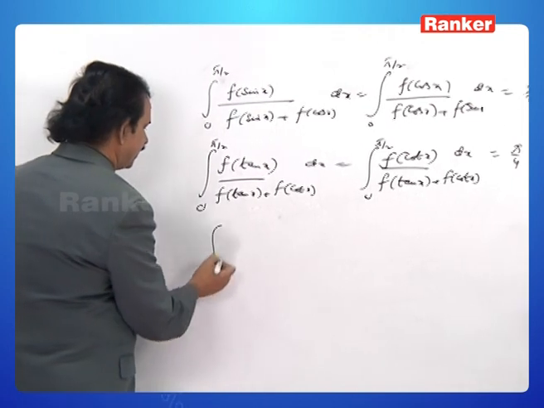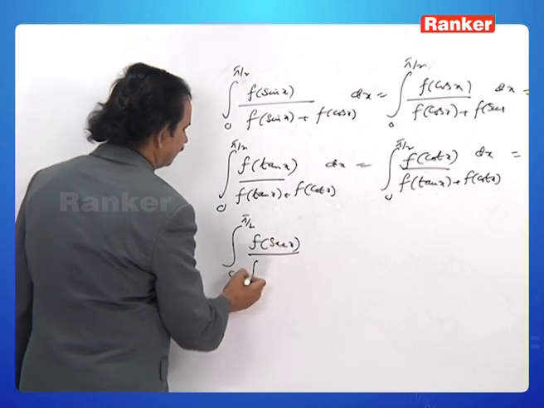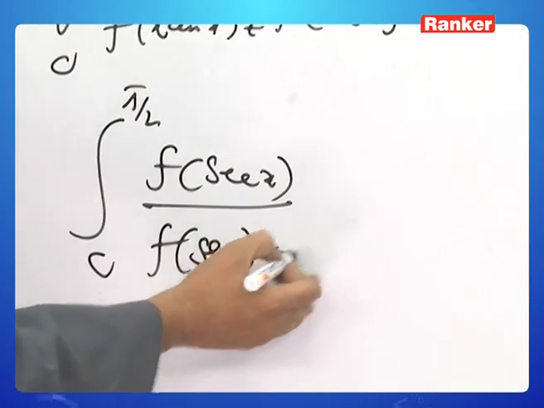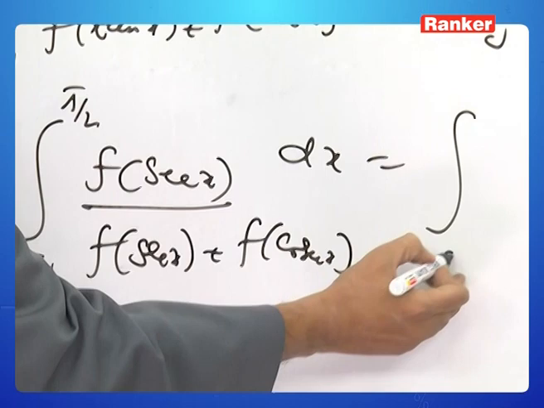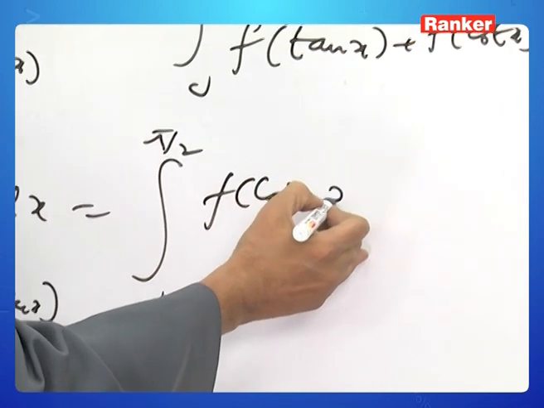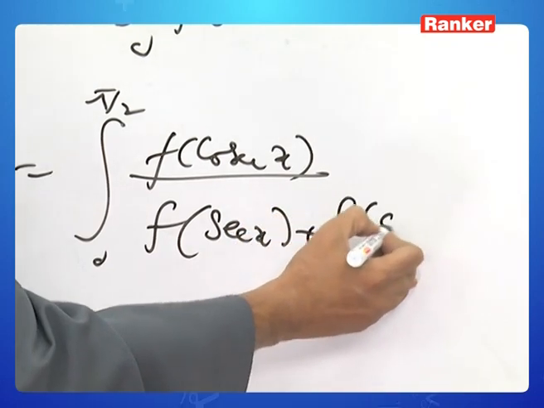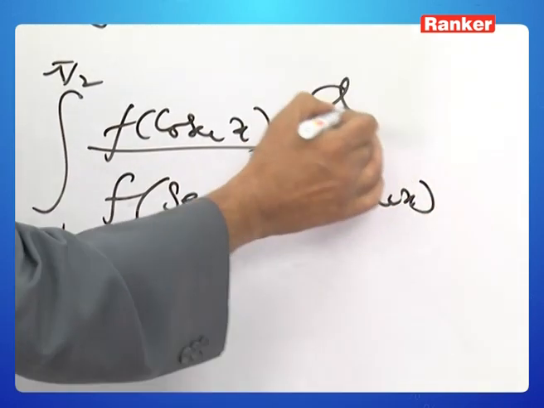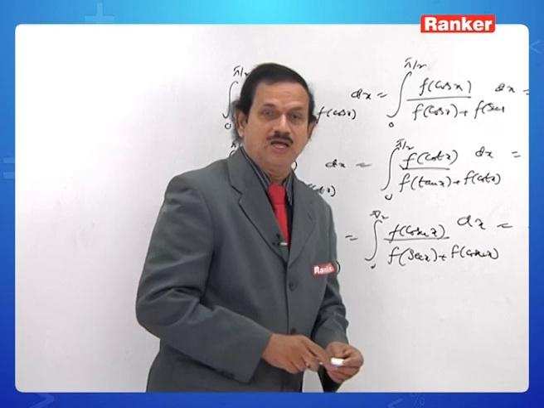Similarly, integral 0 to pi by 2 f of secant x by f of secant x plus f of cosecant x dx is equal to integral 0 to pi by 2 f of cosecant x by f of secant x plus f of cosecant x dx, which is again pi by 4. Like this, we can have standard results as many as we can. We shall now look at some more standard results in these definite integrals.